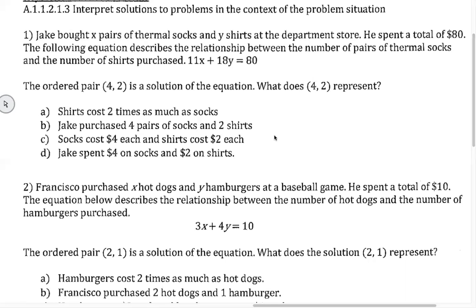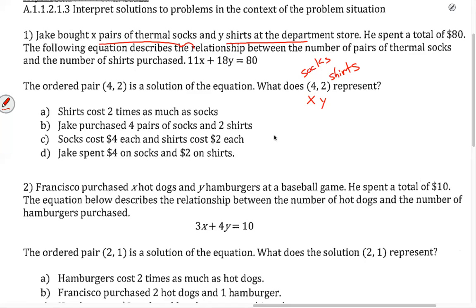Well, 4 represents X, which is, in my equation, pairs of thermal socks. And Y corresponds to shirts. So I didn't ask you to do anything. I just asked you to understand what the question is asking.